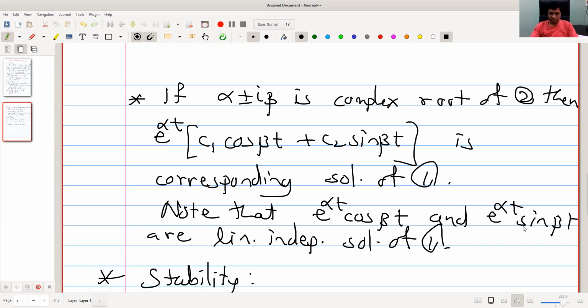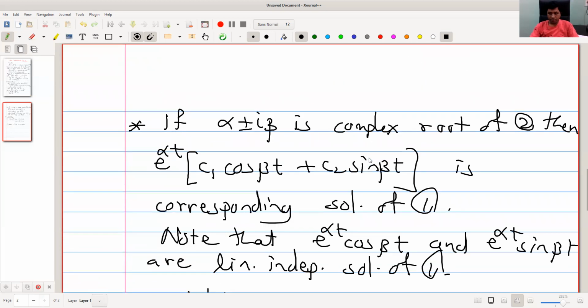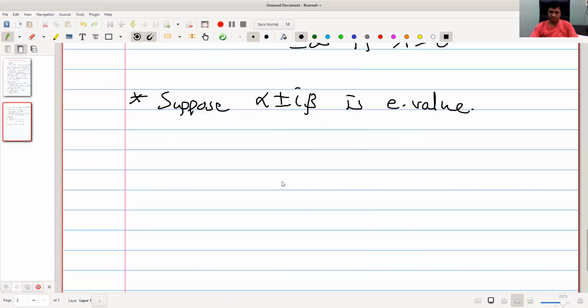However, if alpha is positive, then this will be unbounded. Both the things, I mean, e raised to alpha t cos beta t and e raised to alpha t sin beta t. If alpha is negative, then this will tend to 0. So the stability is decided by alpha only. Beta will not affect the stability because sine and cos are bounded. The alpha is called the real part of this eigenvalue, alpha plus minus i beta.